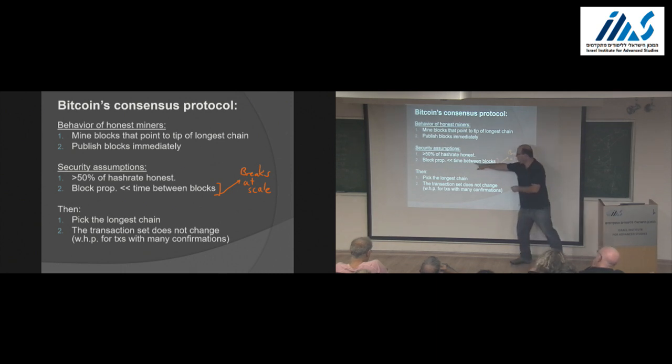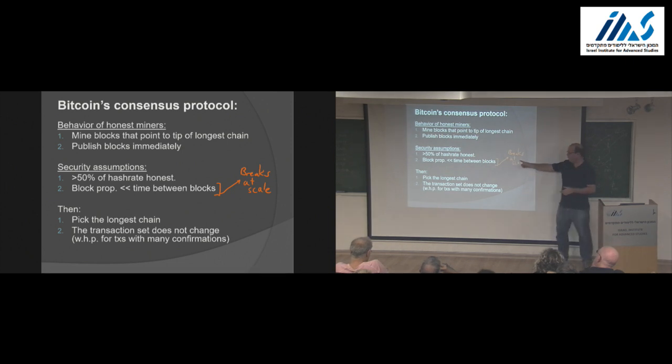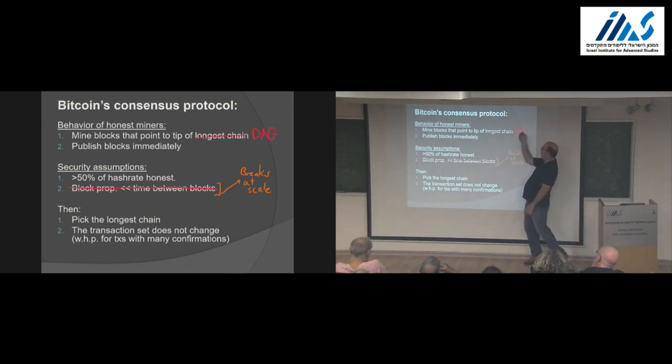So this assumption breaks when we are at scale. When blocks are larger, this doesn't work anymore, and that's the reason that Nakamoto consensus starts to fail, the result. So we're going to make some changes. Instead of pointing to the tips of the longest chain, we're going to use a DAG. You're supposed to point to the tips of the DAG.